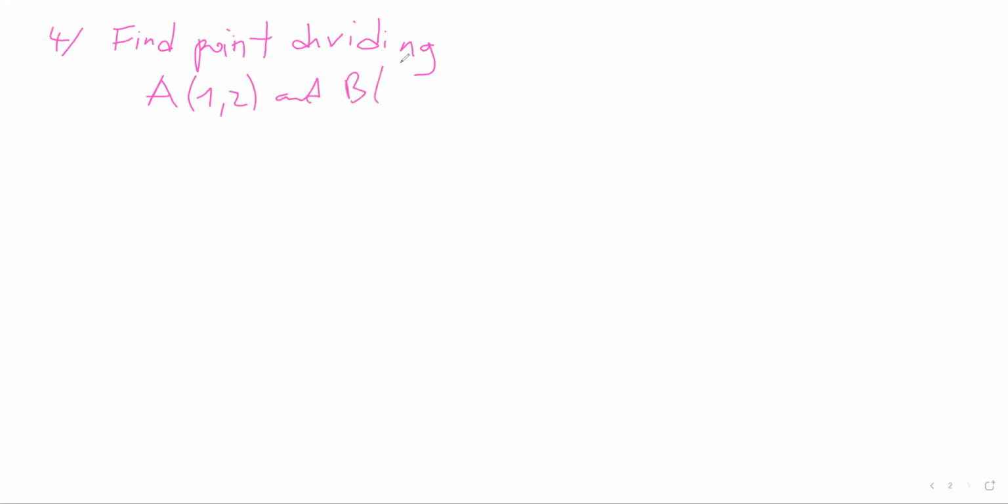Then we have another question, so I'll say this is question 4, where we're supposed to find the points dividing A, which was 1, 2, and B, which was 3, 1, in a ratio of 1 to 2, right?